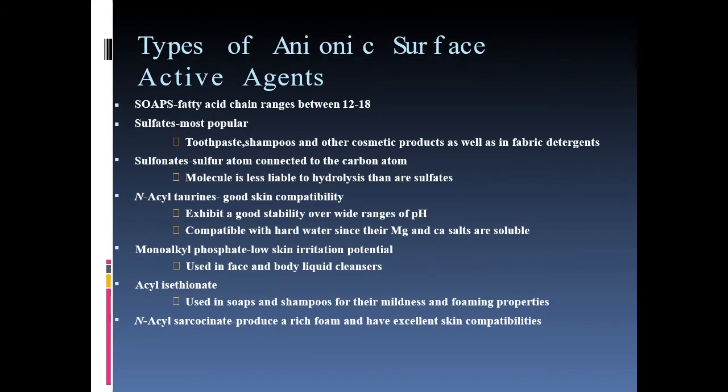Now here are the different types of anionic surface active agents. First of all, I will start with soaps, that is, fatty acid chain range between 12 to 18. First one is sulfates, that is most popular. It is used in toothpaste, shampoos and all.